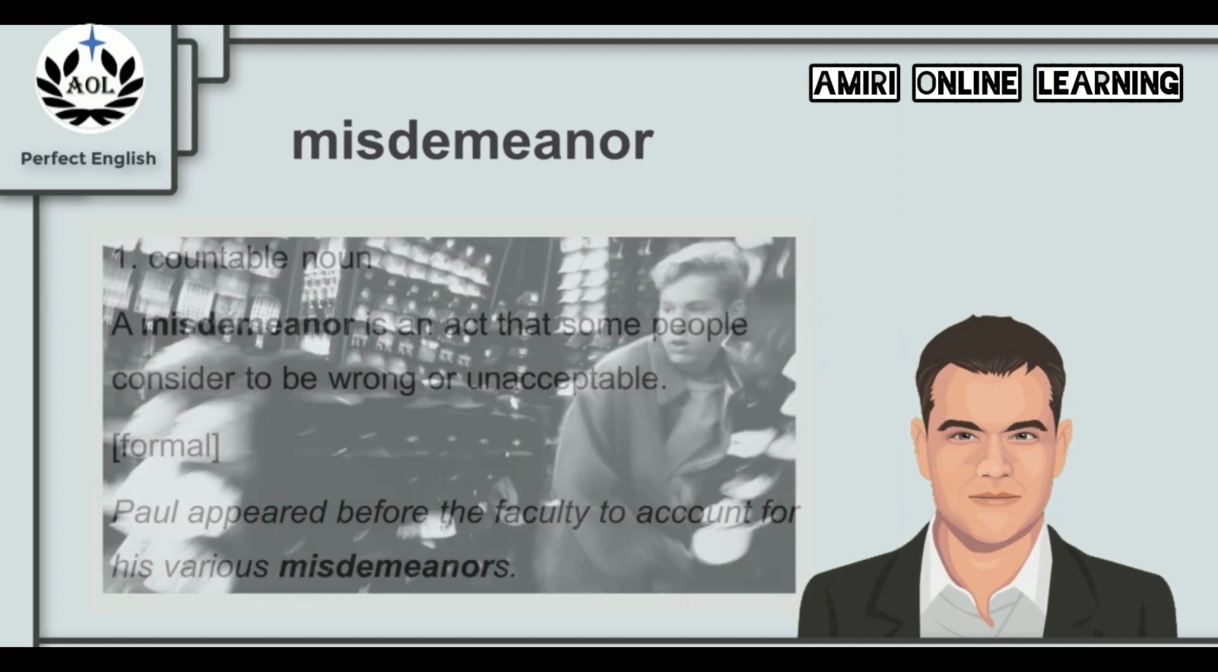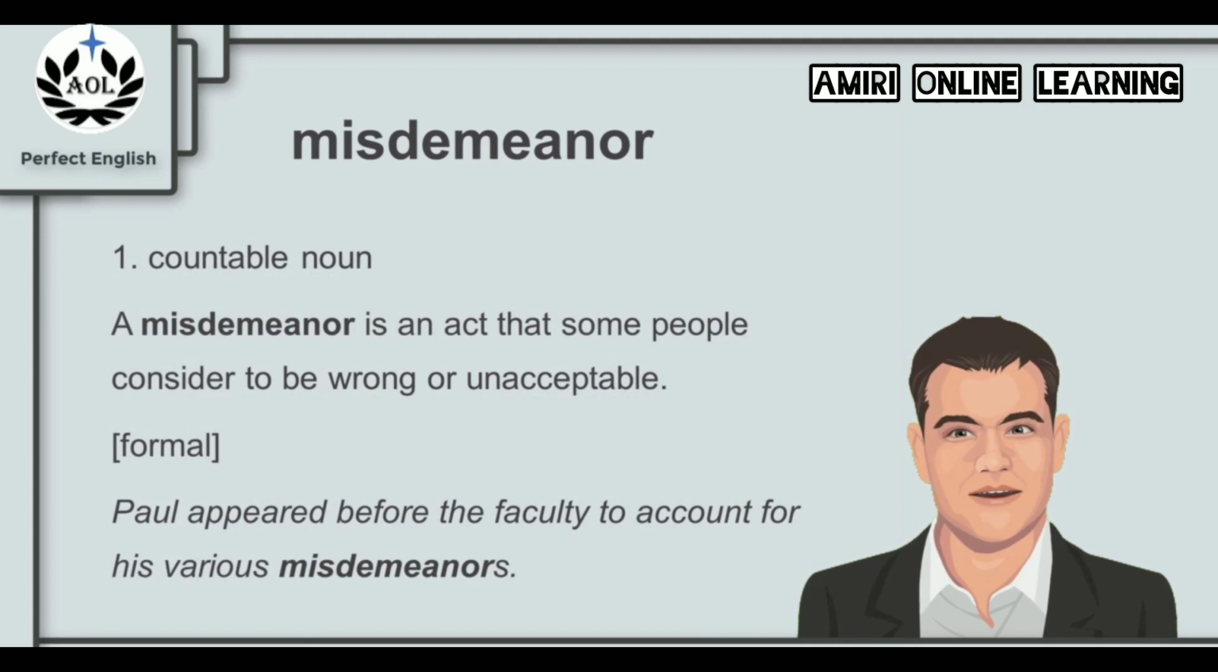Let's find out. A misdemeanor is a countable noun. A misdemeanor is an act that some people consider to be wrong or unacceptable. For example, Paul appeared before the faculty to account for his various misdemeanors. These are bad acts, wrong acts, unacceptable, but they are not considered as crimes.